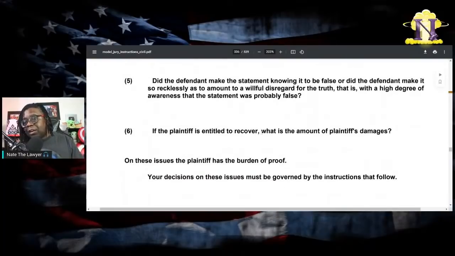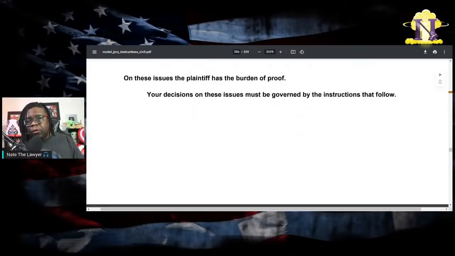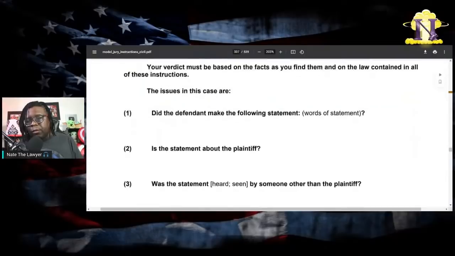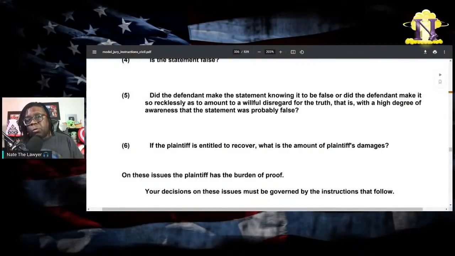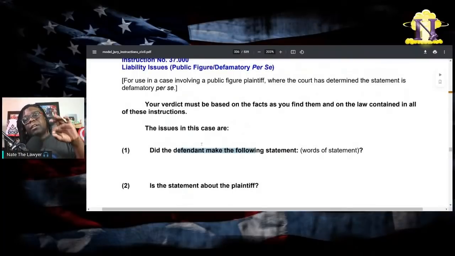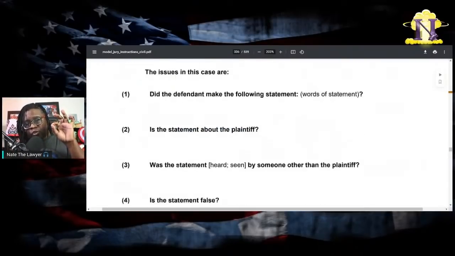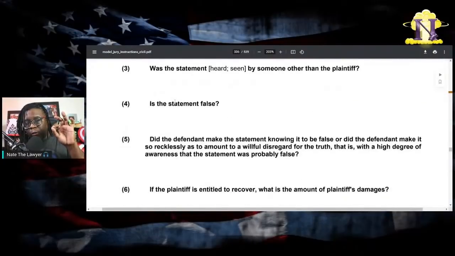And number 6: if the plaintiff is entitled to recover, what is the amount of damages? So there it is. And then on the issue of the plaintiff's burden of proof, your decisions on these issues must be governed by the instructions that follow. If it's a public figure, not defamation per se. This is the one we're looking at, defamation per se. For each of these elements, 1, 2, 3, 4, the standard is preponderance of the evidence. And for number 5, it is clear and convincing evidence. So for the first 4, you're looking at a preponderance of the evidence, and for the 5th one, he has to prove it by clear and convincing evidence.